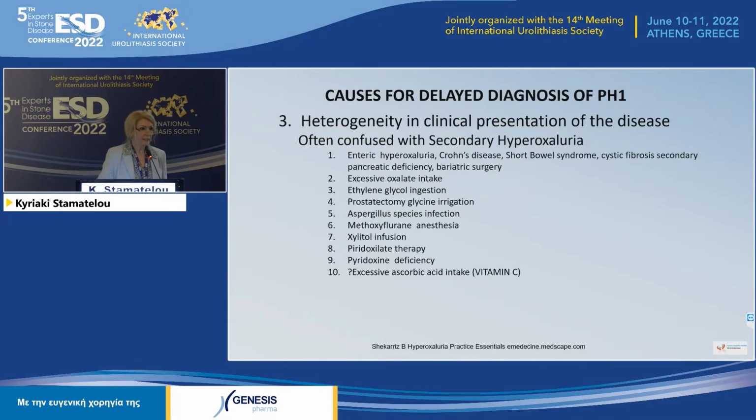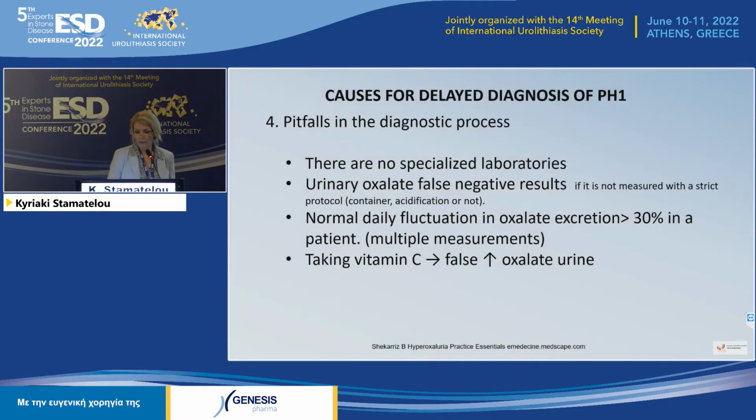Of course, there is heterogeneity in the clinical presentation of the disease. No one says it's easy, and it's very easy to confuse it with secondary hyperoxaluria. There are tens of reasons that can cause secondary hyperoxaluria, so one has to exclude these reasons first and then go for primary hyperoxaluria.